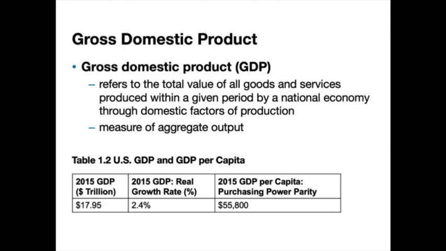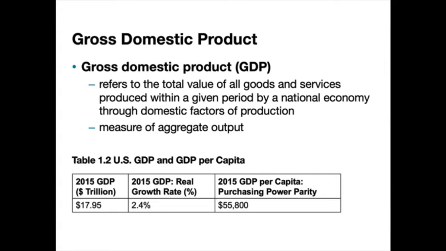One of the primary measures we use to measure economic performance is called gross domestic product, oftentimes referred to as the acronym GDP. And gross domestic product refers to the total value of all goods and services produced within a given period by a national economy through domestic factors of production. In other words, factors of production which live and exist within the borders of that country. This is the measure of aggregate output.